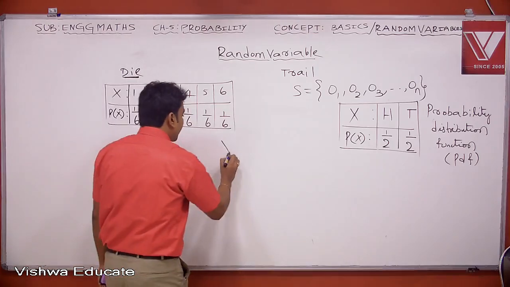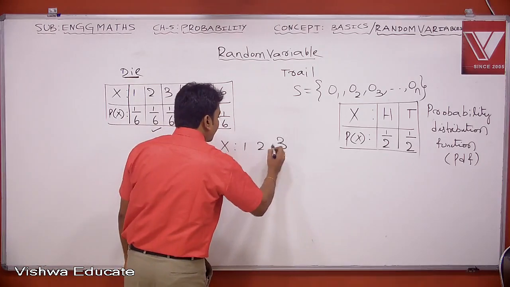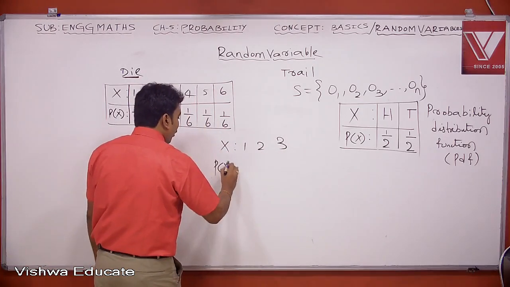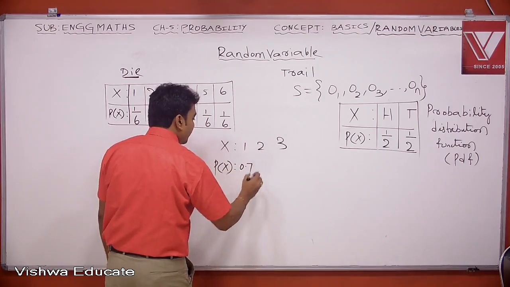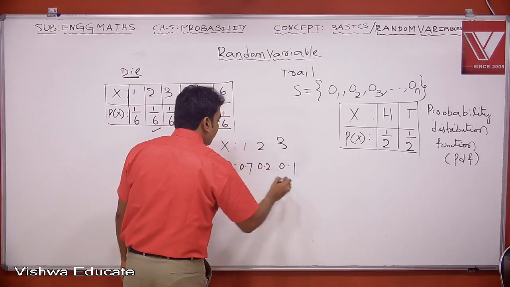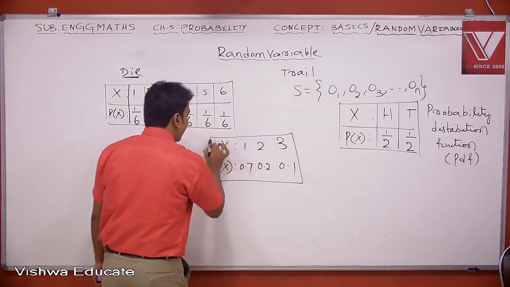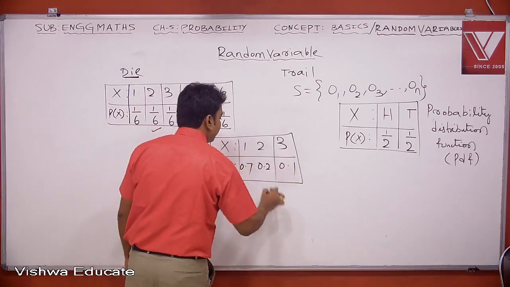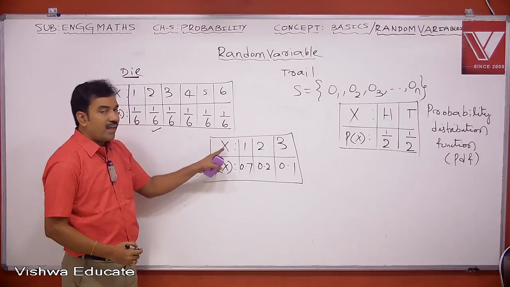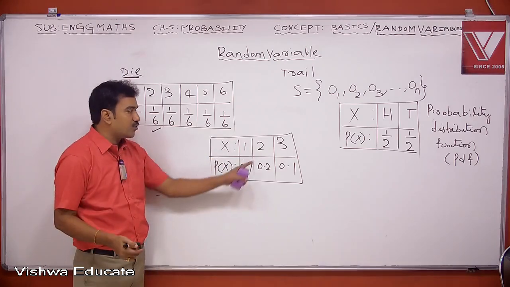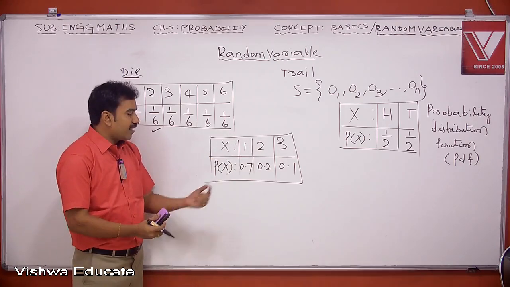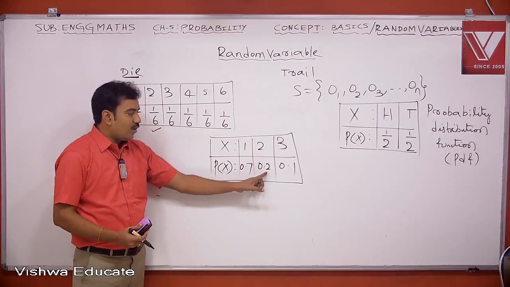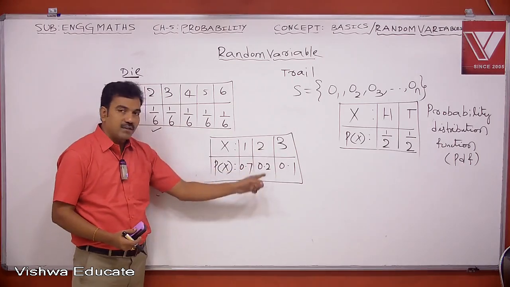Let us say I have an experiment having 3 sample points, 1, 2, 3. Suppose my probabilities can be like this: 0.7, 0.2, 0.1. So my PDF can be like this. Now you can see the random variable x is taking 3 different sample points, 1, 2, 3. The probabilities are 70%, 20%, 10%. So totally it gives 100%.